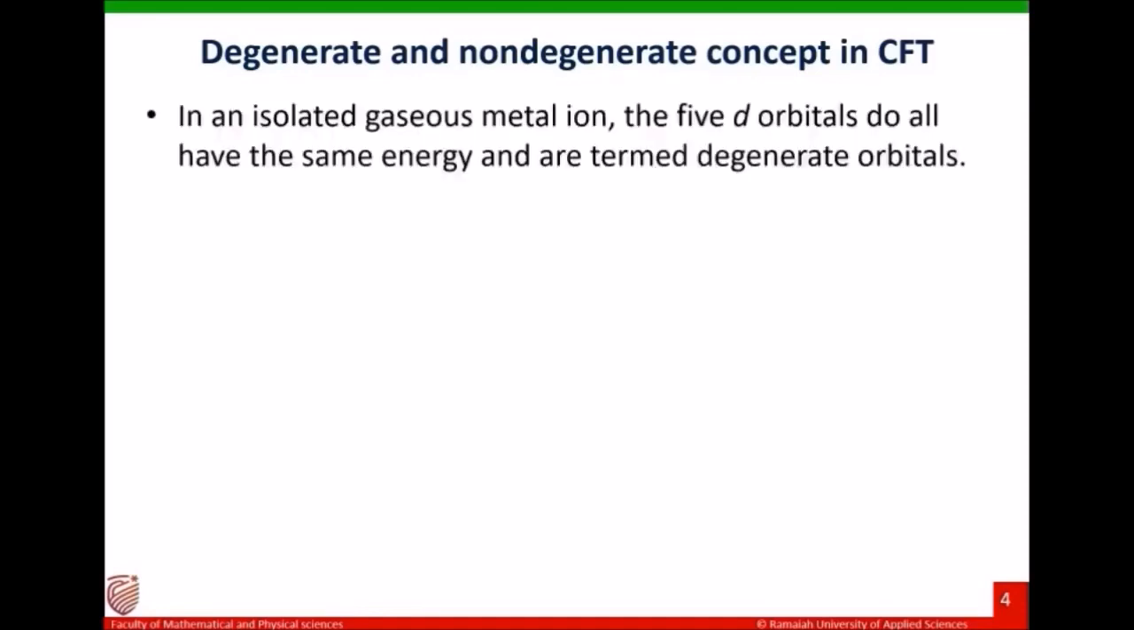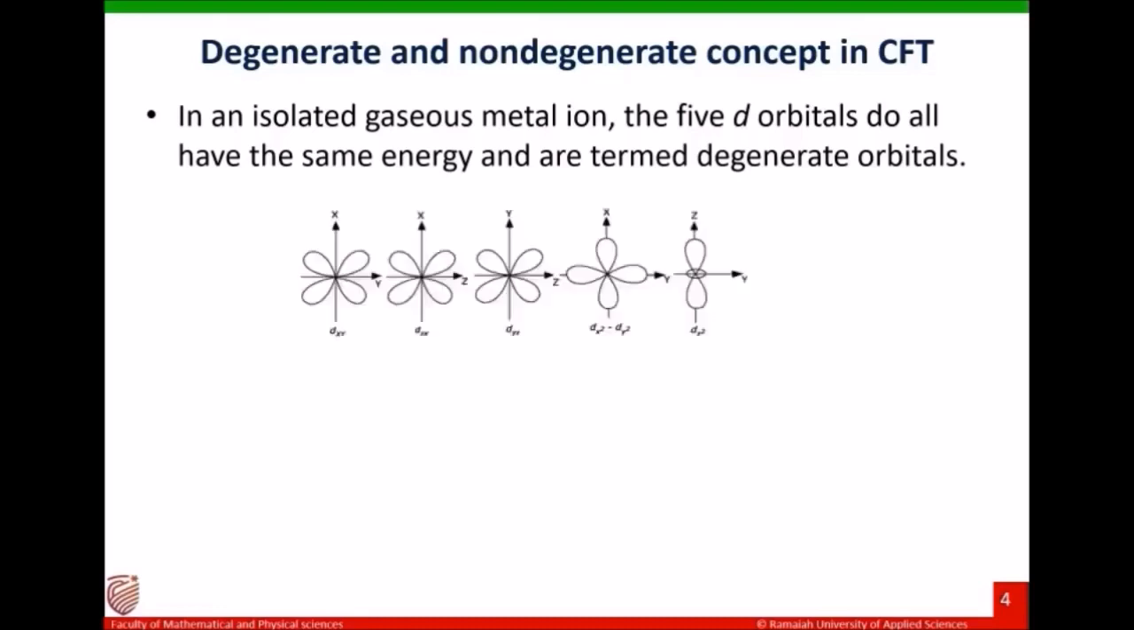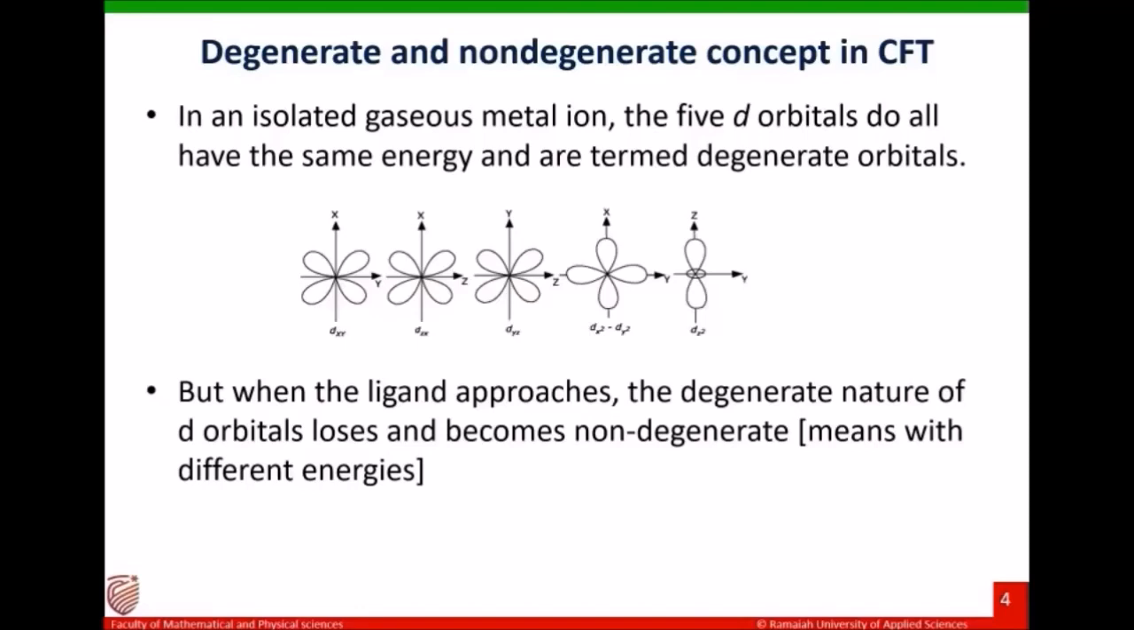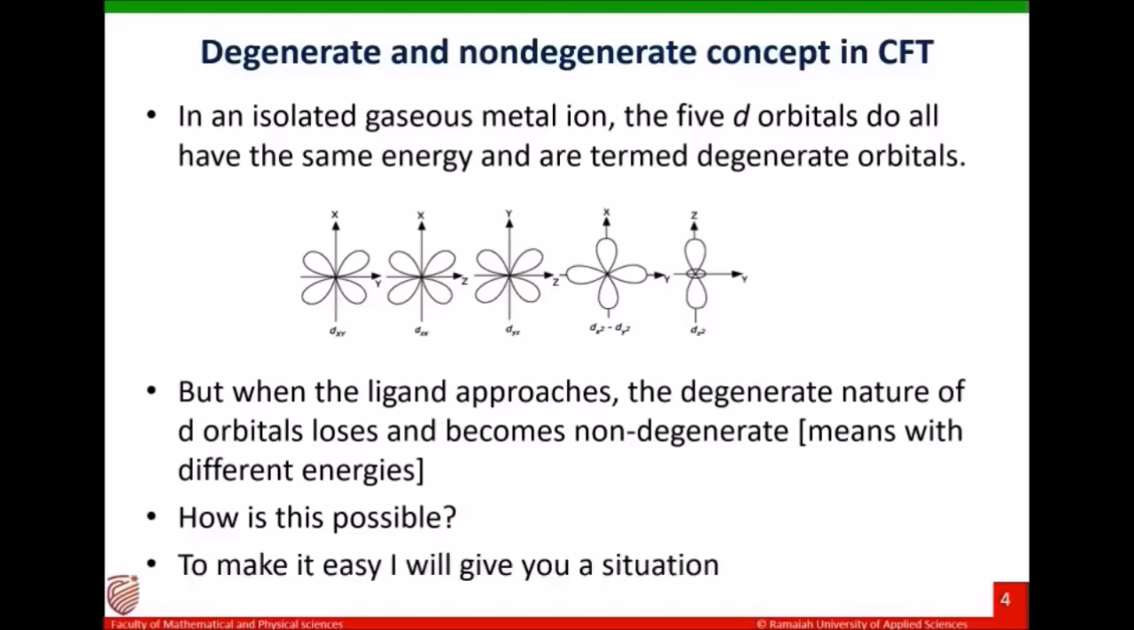In an isolated gaseous metal ion, the 5 d orbitals all have the same energy and are termed degenerate orbitals. We know the names of these 5 d orbitals: dxy, dyz, dxz, dx² minus y², and dz². But when the ligand approaches, the degenerate nature of the d orbitals is lost and they become non-degenerate, meaning they will have different energies. How is it possible? To understand this concept, I will give you a situation.